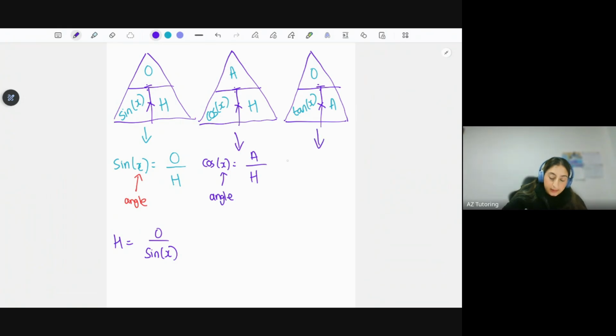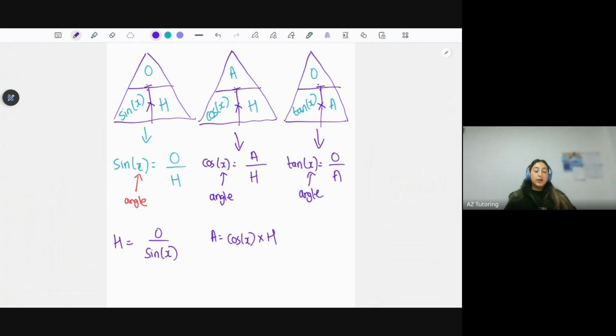And tan of x equals opposite divided by adjacent, and there's your angle. They might ask you, in the question, to find the adjacent. Adjacent equals cos of x times h.